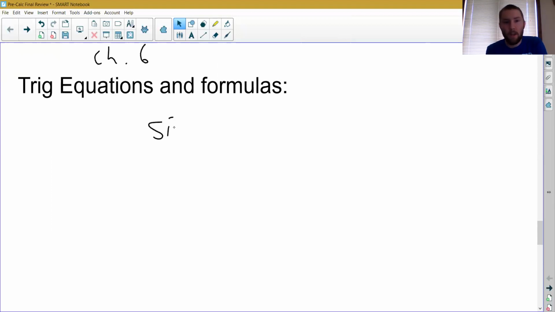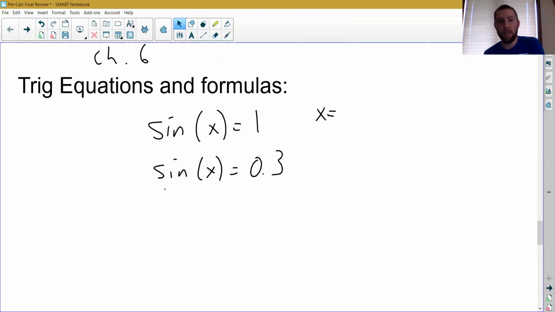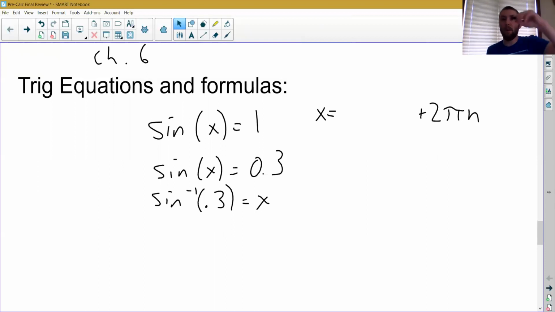This was where we started solving things like sine x is equal to 1, right? We got values of x from the unit circle for these types of things. We also solved sine of x is equal to 0.3 by doing sine inverse. And remember, sine inverse allows us to flip the x and the number. So sine inverse of 0.3 is equal to x, right? We talked about plus 2 pi n in terms of solving these things if we are allowed to go around and around and around again.